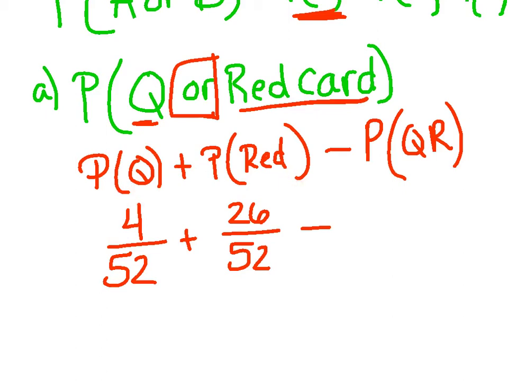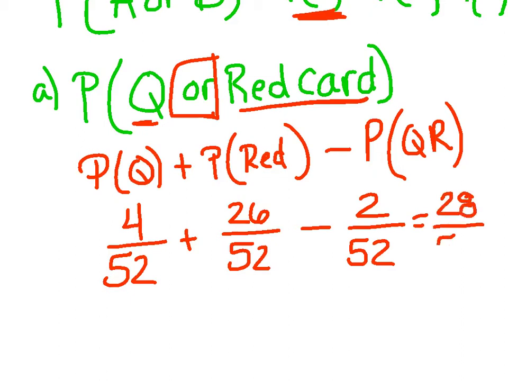There should be 2 of them. So I have to subtract out what I repeated, that 2 out of 52. So I've got my common denominator is 52, so that's good to go. 4 plus 26 is 30, minus 2 gets me 28 out of 52. Okay, so that word or, you find each one separately, and then you subtract anything that repeated.